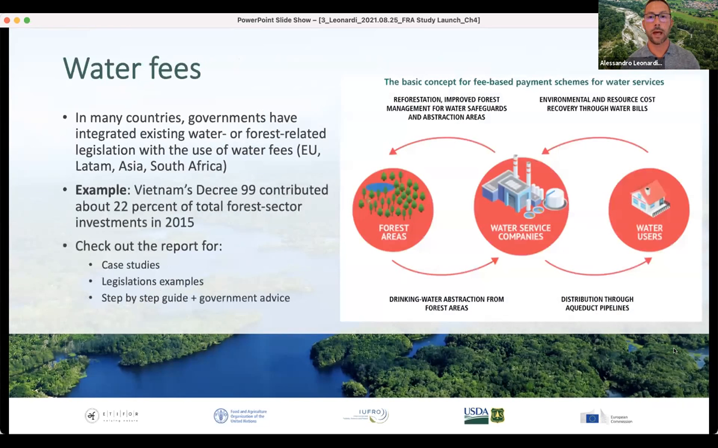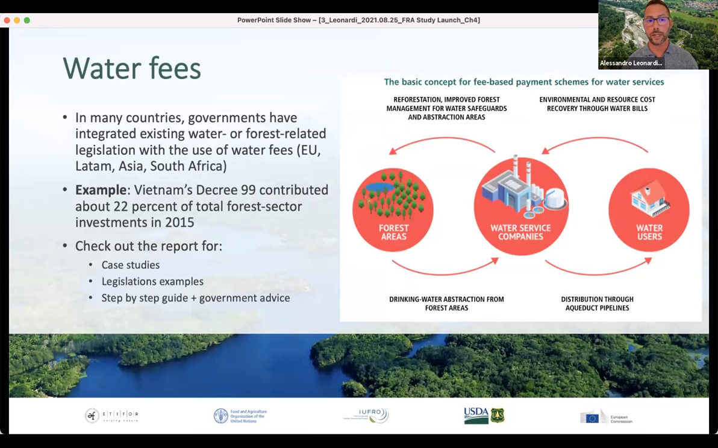Because of the limitation of time, I'm going to present just one of these 2 types, because the water fees or utility-led schemes are usually the most effective and the most extended through regions and countries. And in fact, they are based on government regulation. We have governments from the EU, Latin America, Asia, and South Africa that provide regulation and laws that include, in the drinking water sector or hydropower generation sector, water fees specifically designed to incentivize and pay for forest management activities directly linked with the water services.